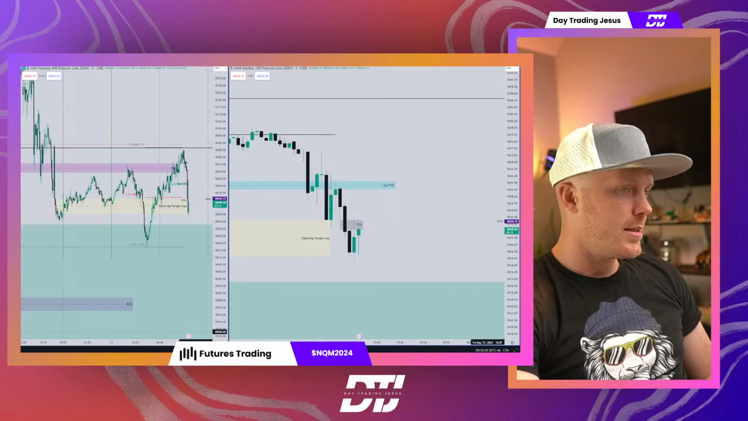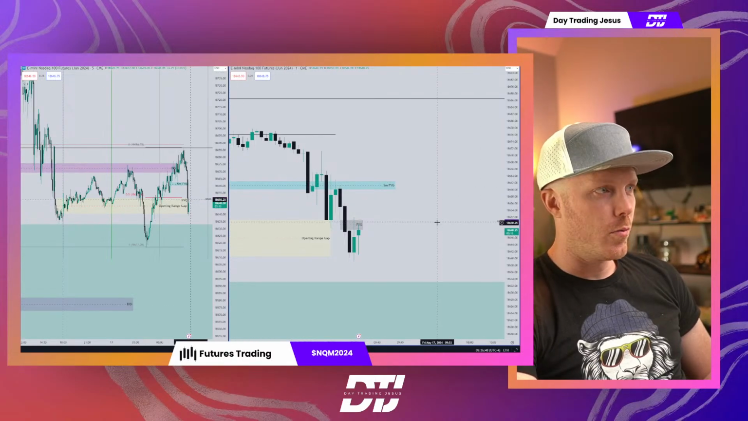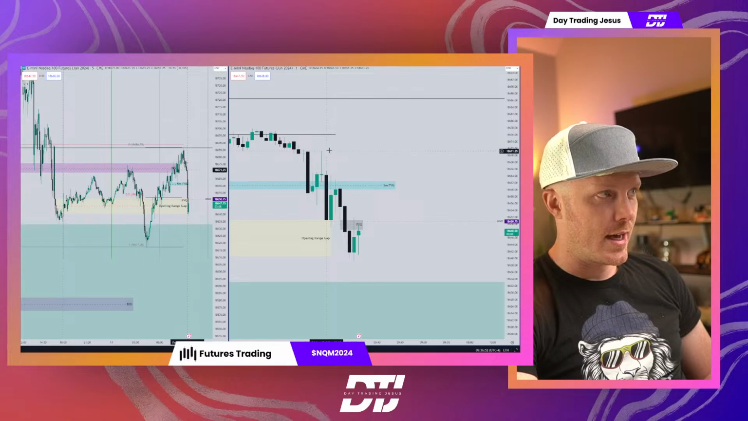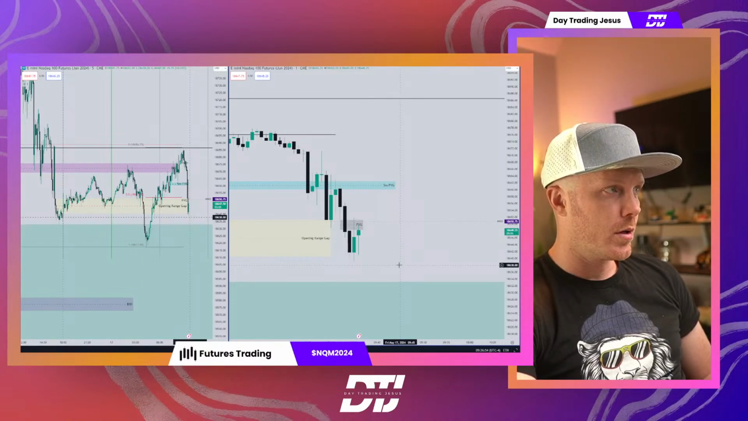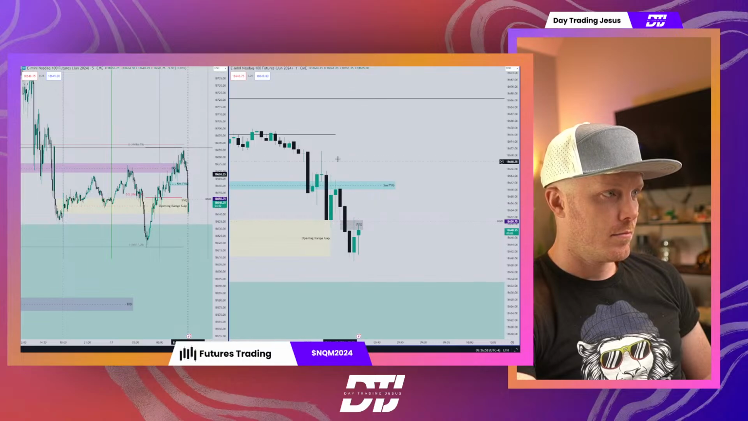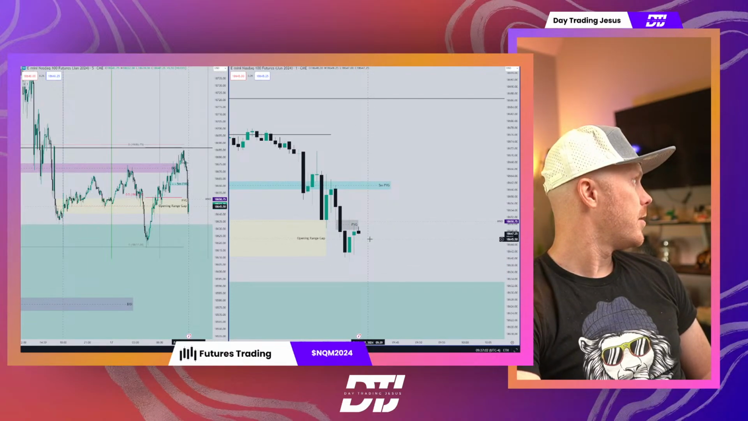deeper into this daily fair value gap, ideally to the 50%, but we could see price push back towards this high and still want to move lower. This would be a good target. It's really clean, but I want to see price be aggressive.